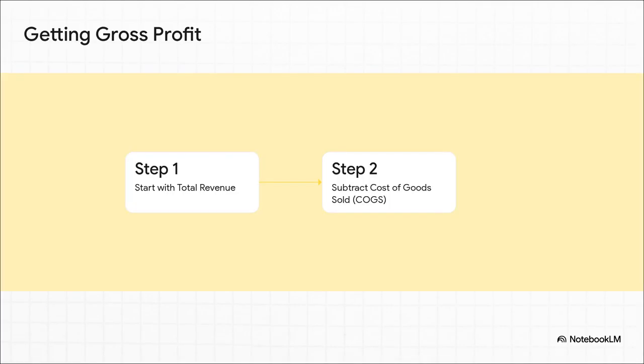Our first stop down is gross profit. To get here, we take our total revenue and subtract something called the cost of goods sold, or COGS, as you'll hear it called. Just think of COGS as the direct cost of making what you sell. So for our coffee shop, that's the coffee beans, the milk, the cups. What's left over tells you how profitable your actual product is before you even think about paying for marketing or rent.